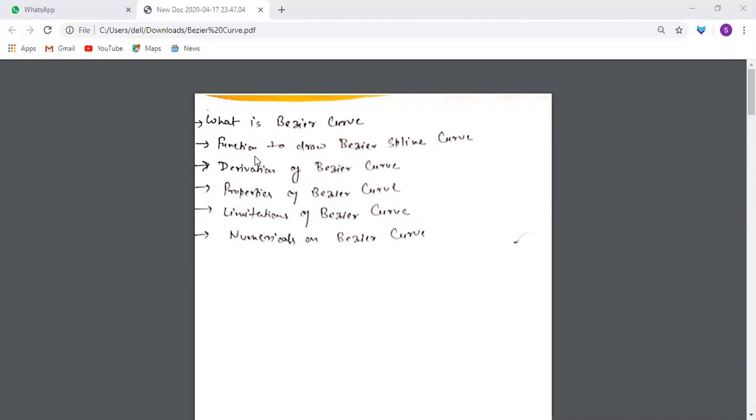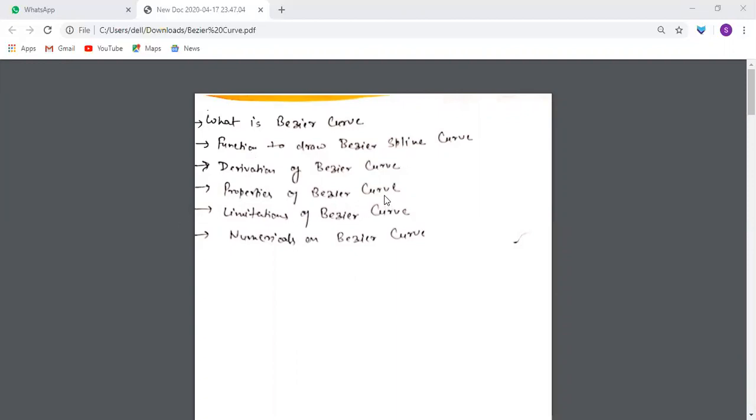Yesterday I told you that to represent a spline curve, we have basis functions. So for different types of spline curves, we have different types of basis functions. So what will be the basis function for Bezier spline curve? We'll discuss that in detail. Derivation of Bezier curve, how this function is derived. So we'll discuss that.